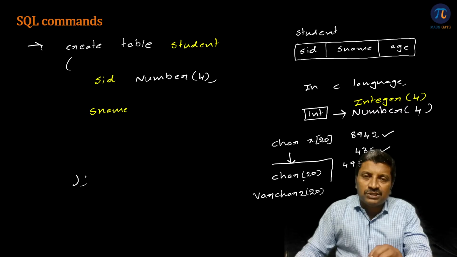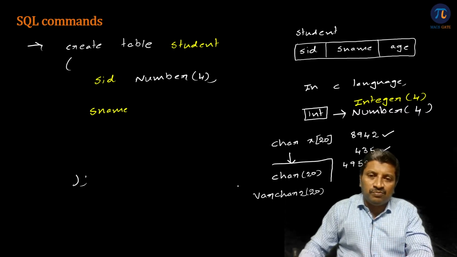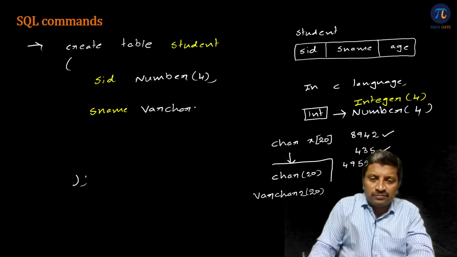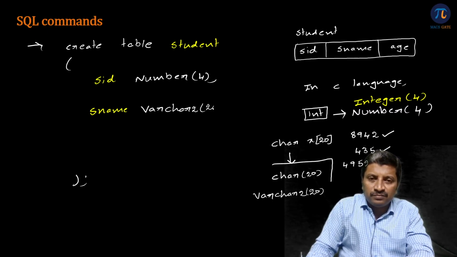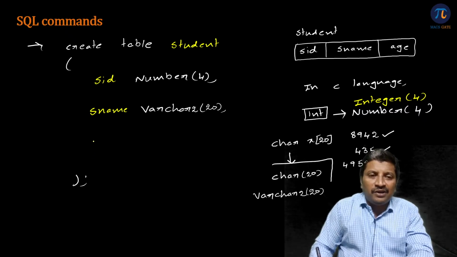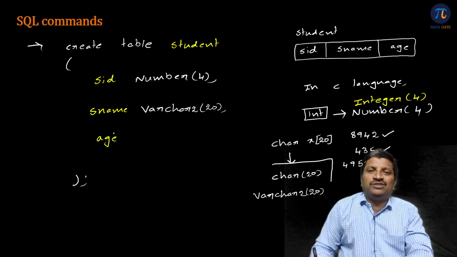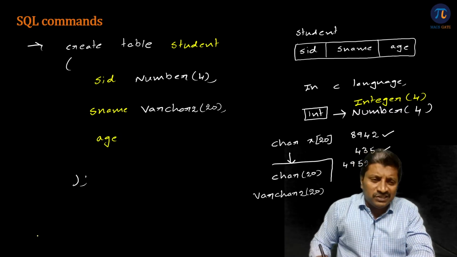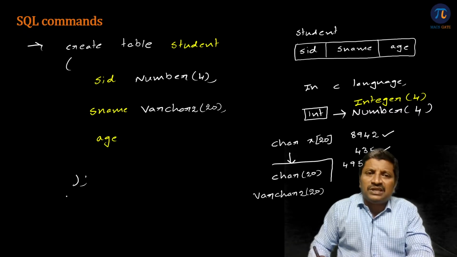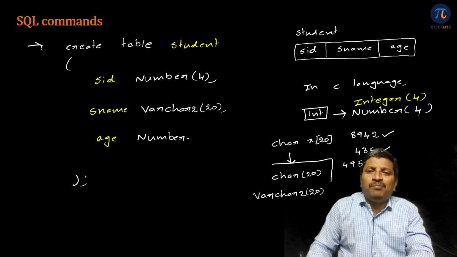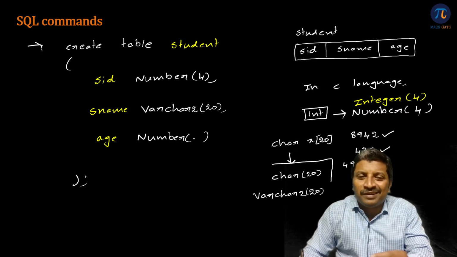These are the two keywords to specify strings, and 20 is the maximum length of the string that is allowed. So here we will write varchar2 of 20. What is the third attribute name? The third attribute name is age. Then how to specify age, sir? It is the same as integers. So let us write the keyword. The keyword for integers is number.